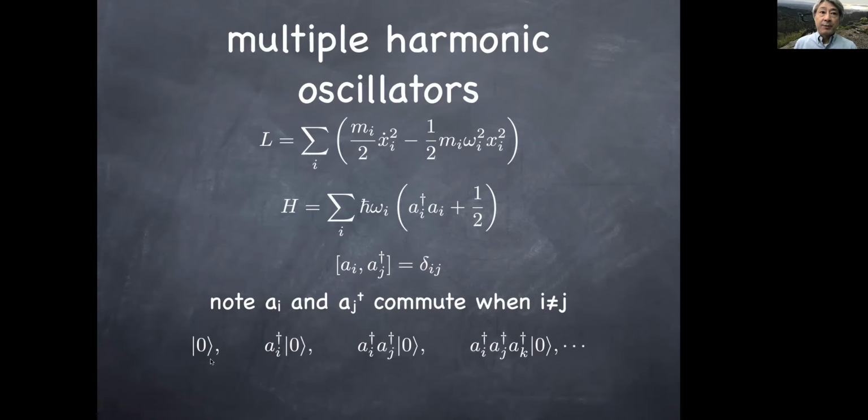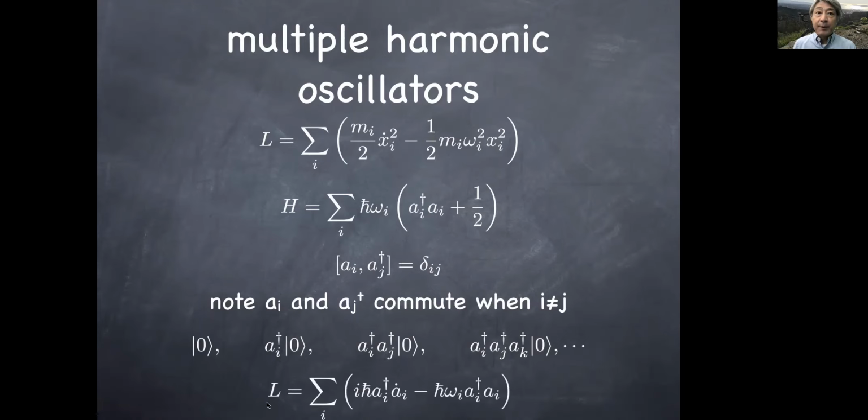And starting from this zero ket, I keep acting creation operators on top of it. And each time, you can choose whichever creation operator you like out of the N you have here. And then you keep acting them on the ground state to build up the entire Hilbert space. So that's the case with multiple harmonic oscillators.